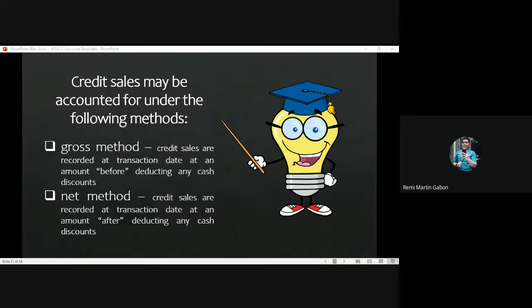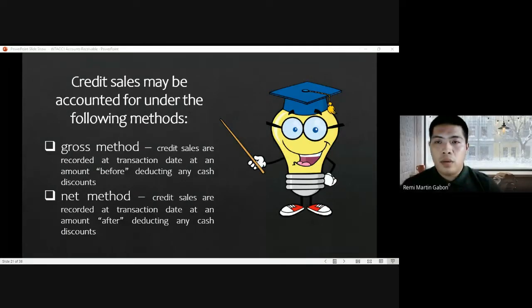Okay, so going back, credit sales may be accounted for under either the gross method or the net method. The idea of the gross method is to record credit sales during the transaction date at an amount before deducting cash discount. So kung meron tayong in-offer na cash discount, under gross method, we do not deduct yet the cash discount from the sale, from the credit sales. Okay? But under net method, the credit sales are recorded at an amount after deducting any cash discounts. Okay? So ito lang tandaan.